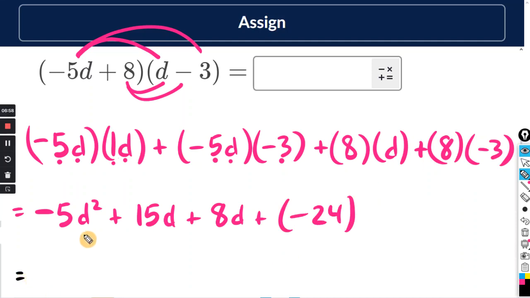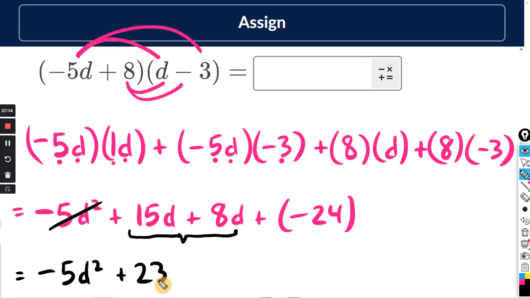Combining like terms, there's only one with the d squared, so that stays as is, negative 5d squared. Combining like terms, we have d and d, so positive 15 and positive 8 is going to be positive 23d. And then finally, minus 24. Final answer.